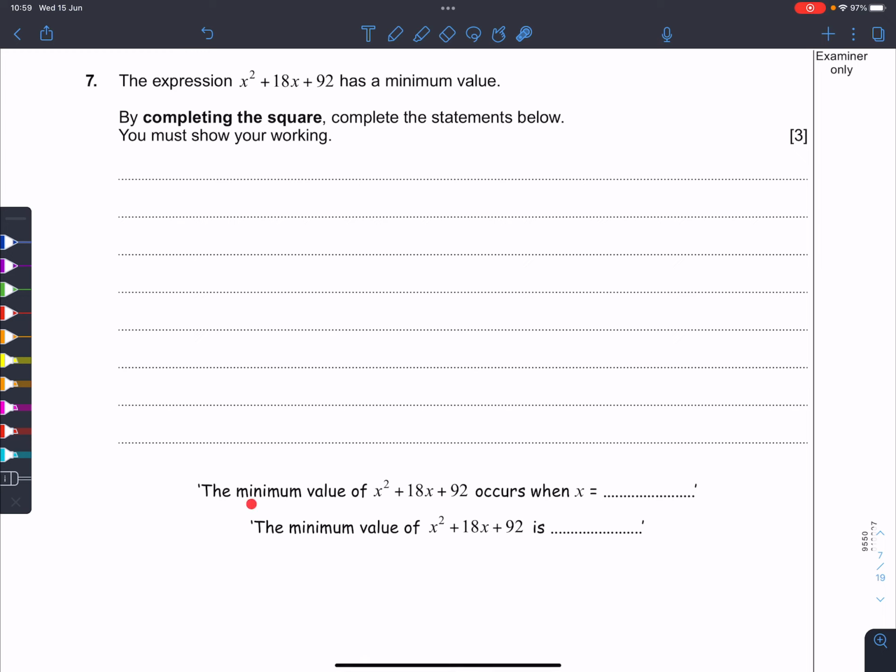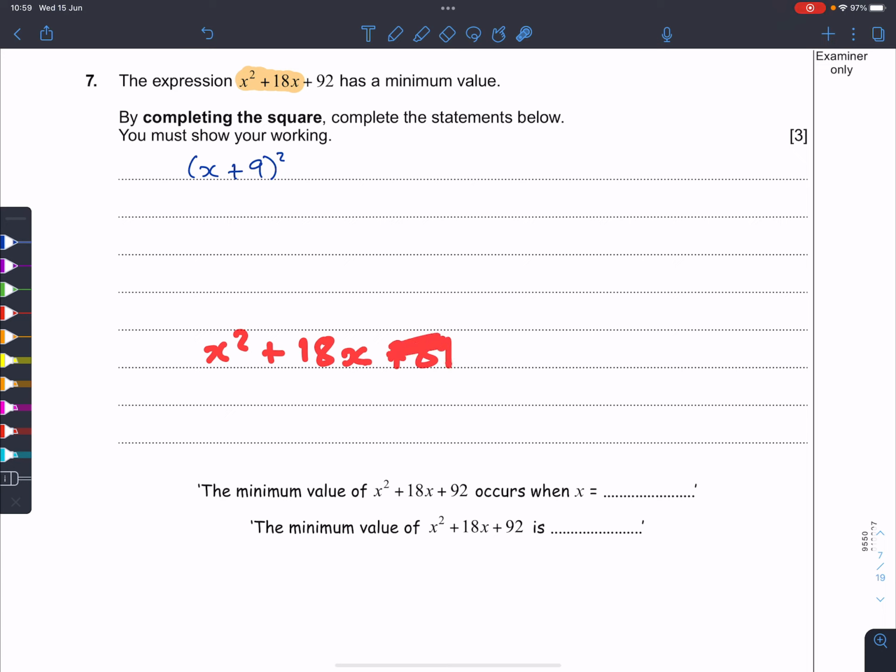So the statements below ask for a minimum value, and it occurs when x is something, and what the minimum value is. Completing the square is a process that tells you where that minimum point is. When I complete the square, the focus is on the first two terms. That becomes x plus, and we halve that coefficient, x plus 9 all squared. But that will give us x squared plus 18x, which is what we want, but it'll also have a plus 81, which is not what we want.